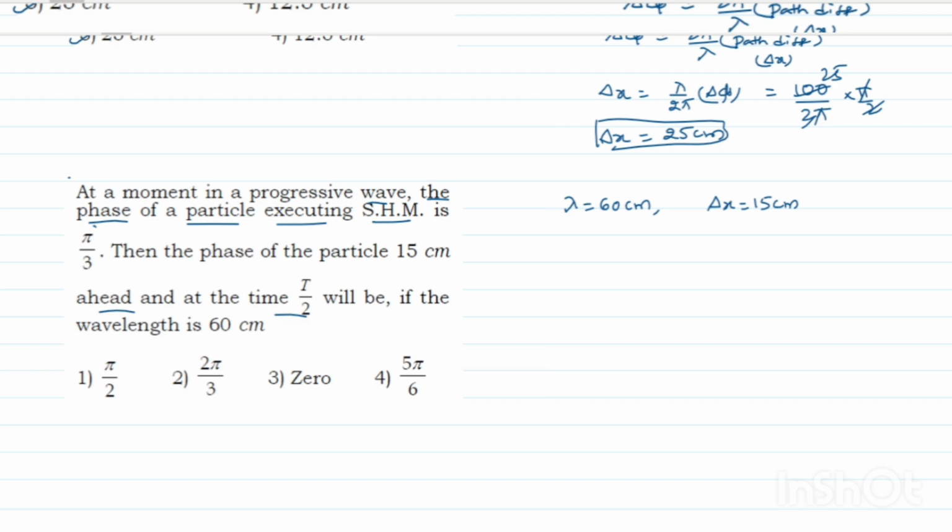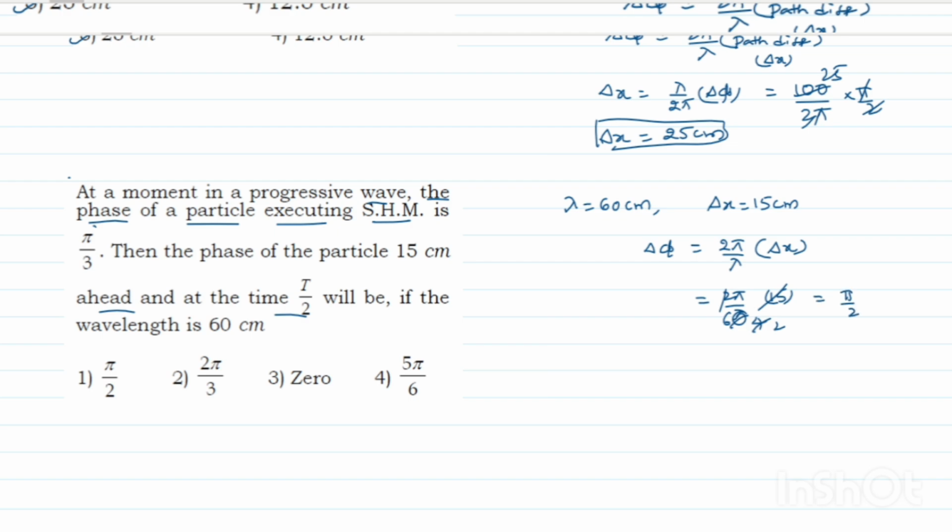Let delta phi be equal to, the relation between phase difference and path difference, 2 pi by lambda into the path difference. So this is 2 pi by lambda into the path difference, which is 15, and the lambda also you have to substitute, this is 60. And 15, 2s are 4s, 2 times, so here the phase difference will be pi by 2.